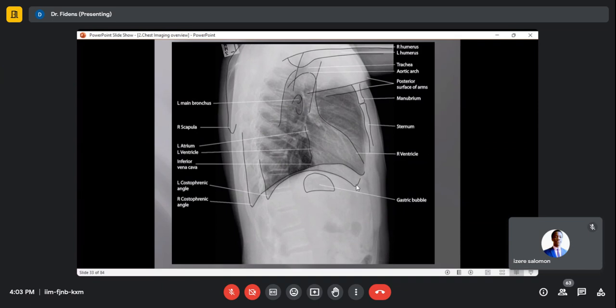So, you know, the lateral view, the anatomy is clear. It can even give more details than the frontal view.